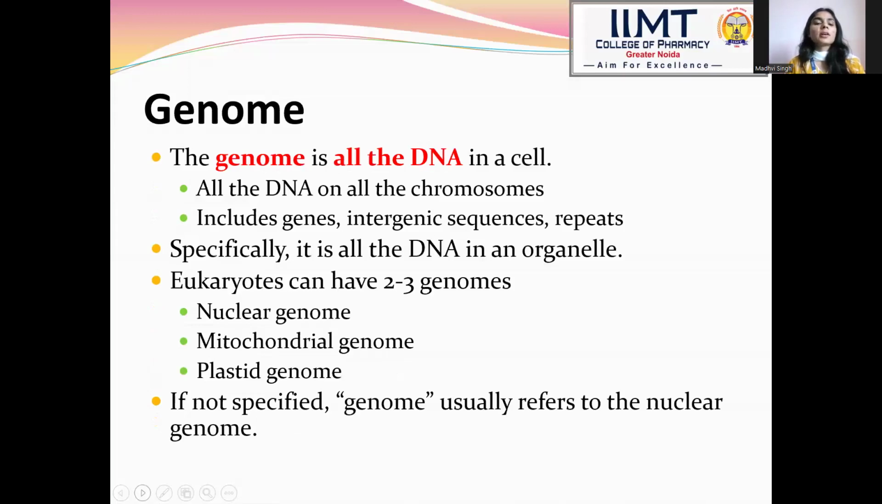So first, what is a genome? The genome is all the DNA in a cell. All the DNA on all the chromosomes includes genes, intergenic sequences, and repeats. Specifically, it is all the DNA in an organelle. Eukaryotes can have 2 to 3 genomes. First is the nuclear genome, second is the mitochondrial genome, and third is the plastid genome. If not specified, genome usually refers to the nuclear genome.